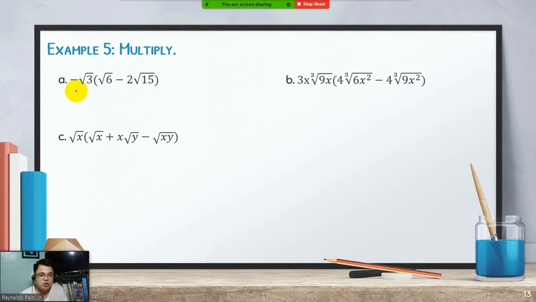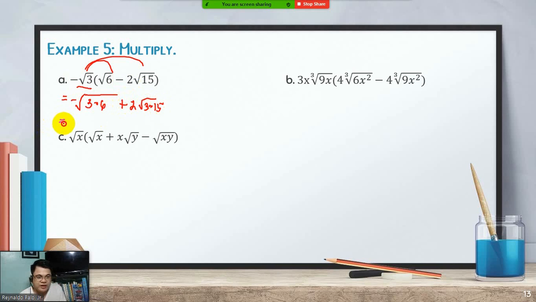With A, we have the monomial negative square root of 3 times square root of 6 minus 2 square root of 15. We will be applying distributive property of multiplication here. So we will multiply the monomial outside to the terms inside the grouping symbol. So negative square root of 3 times square root of 6 is negative square root of 3 times 6. Then negative square root of 3 times negative 2 square root of 15 is positive 2 square root of 3 times 15.